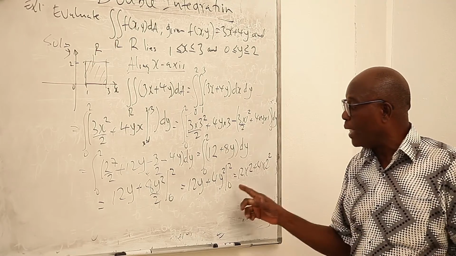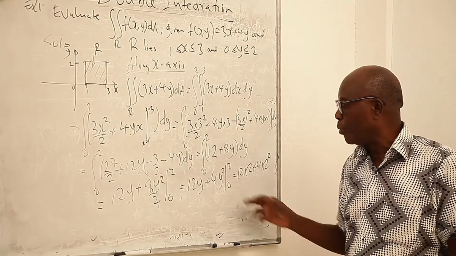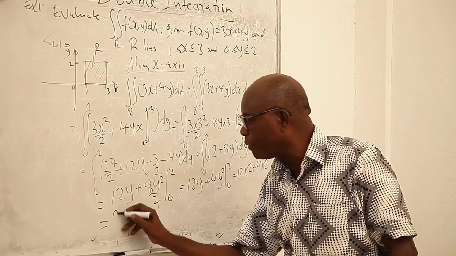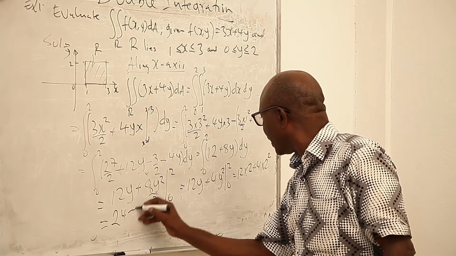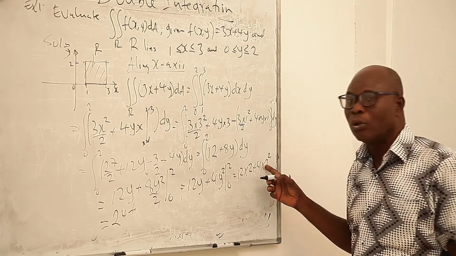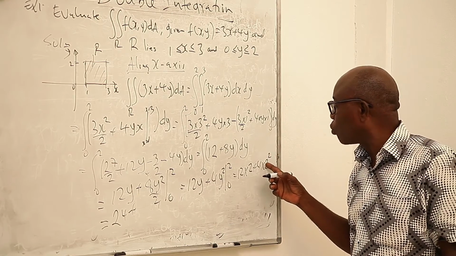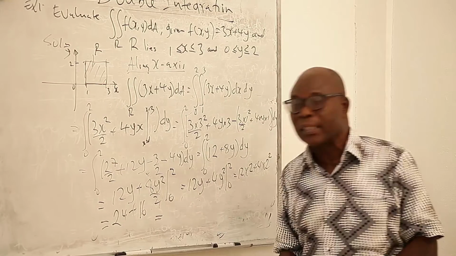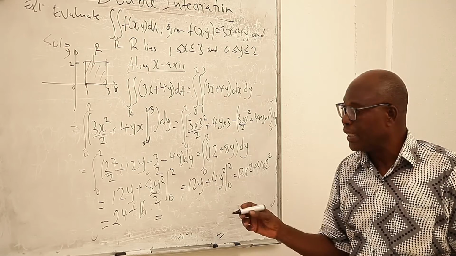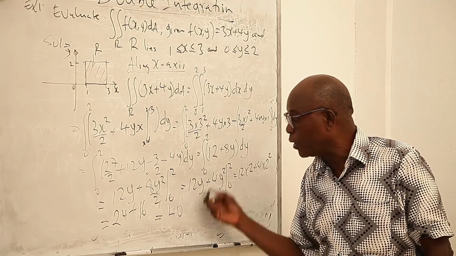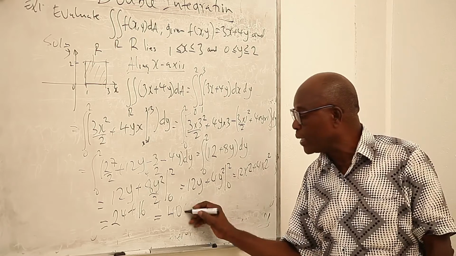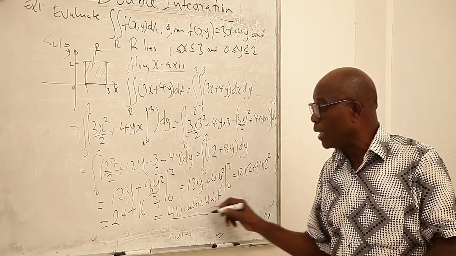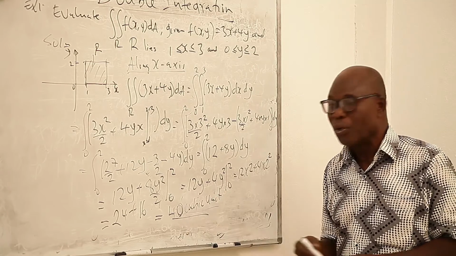Now, if you put the lower limit, which is 0, everything becomes 0. So when we tidy up this one, we're going to have 12 times 2, 24, plus 4 times 2 squared. 2 squared is 4, 4 times 4 is 16. So if you add 24 to 16, then we're going to have 40. 40 cubic units, because it's a volume. Whatever unit is given to you, the answer will be 40 cubic units.